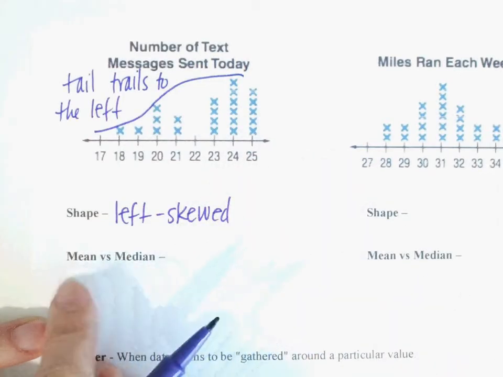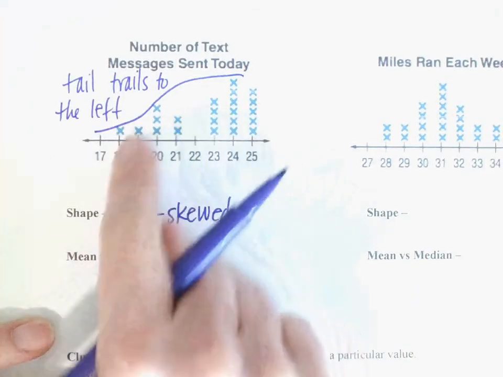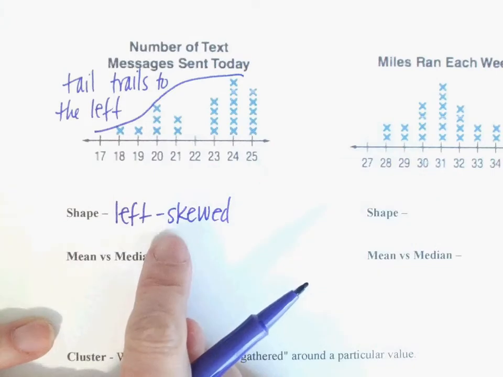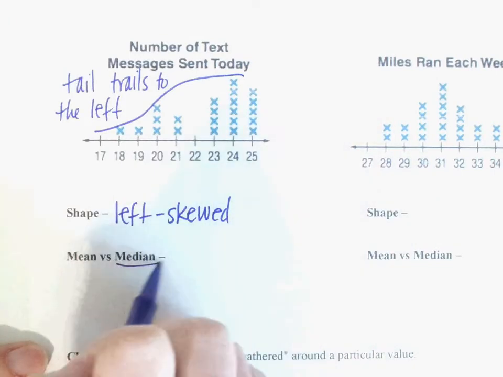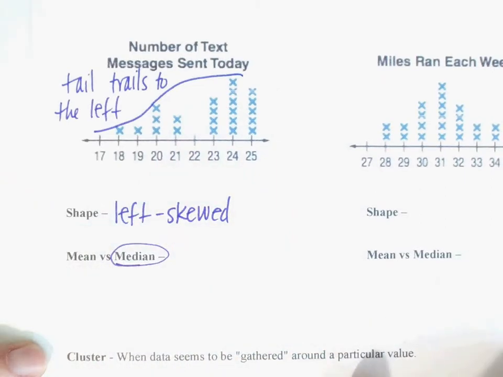Again, which one is better to describe this data? And you're going to tell me when it's asymmetric data, when it's left or right skewed, the median is better to describe this data.